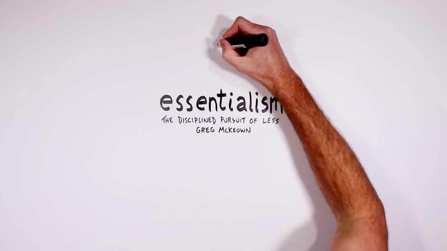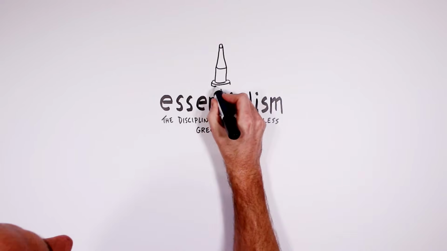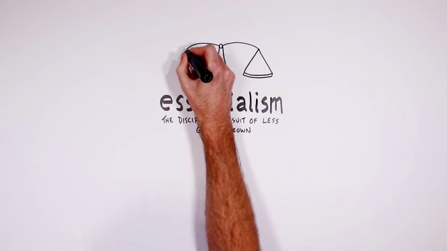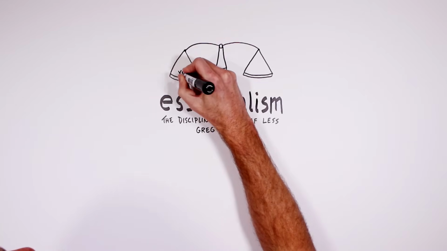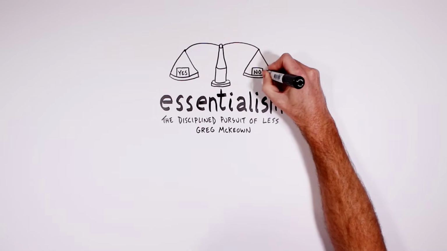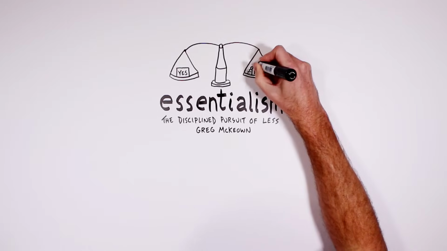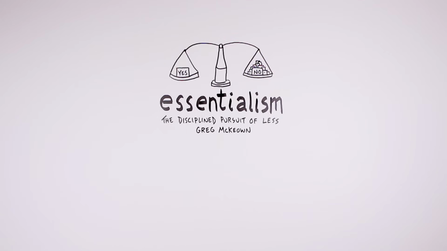It's a great read. Let's start with two ideas that are at the core of essentialism. The first is that for every single thing that you say yes to, that means that you're going to have to say no to a bunch of other things, which means it's worth putting a lot of value in your yes, and also not being afraid to say no.